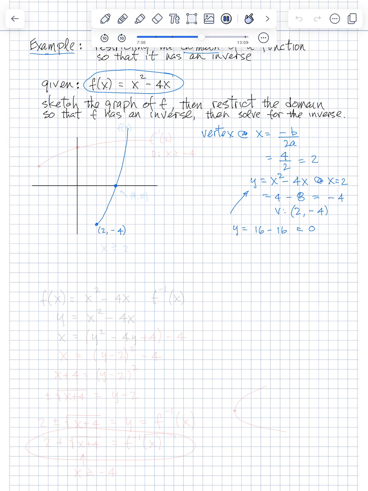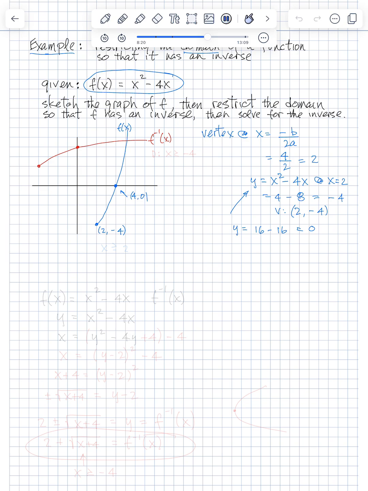1, 2, 3, 4. So it's going to start right here. And this value here is right here, coordinates 4, 0. So we know the inverse is going to have coordinates of 0, 4. 1, 2, 3, 4. So it's going to be here. And so the inverse is going to be something like this. So this is f inverse of x, and this is f of x.